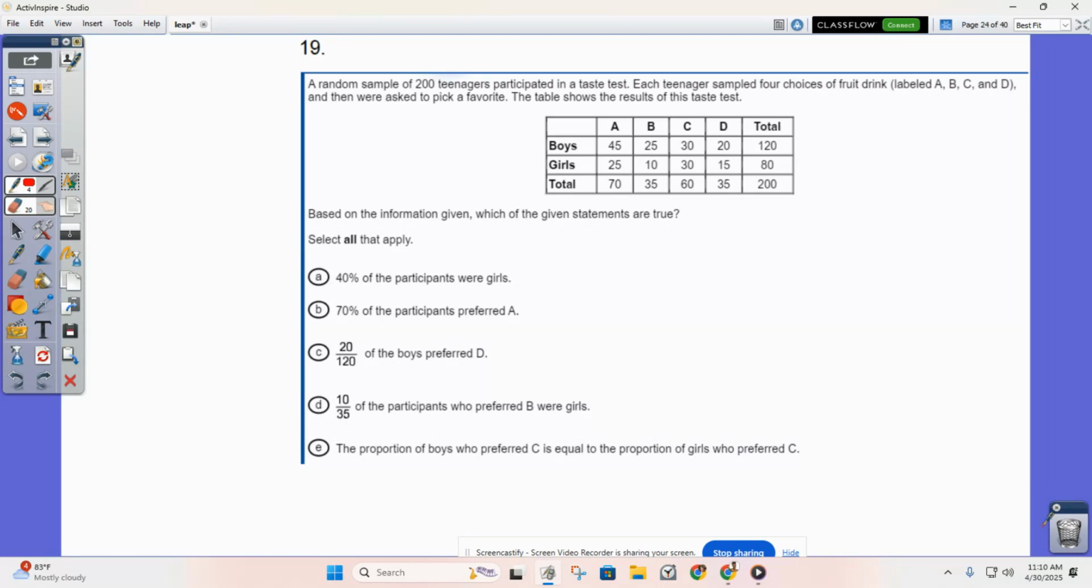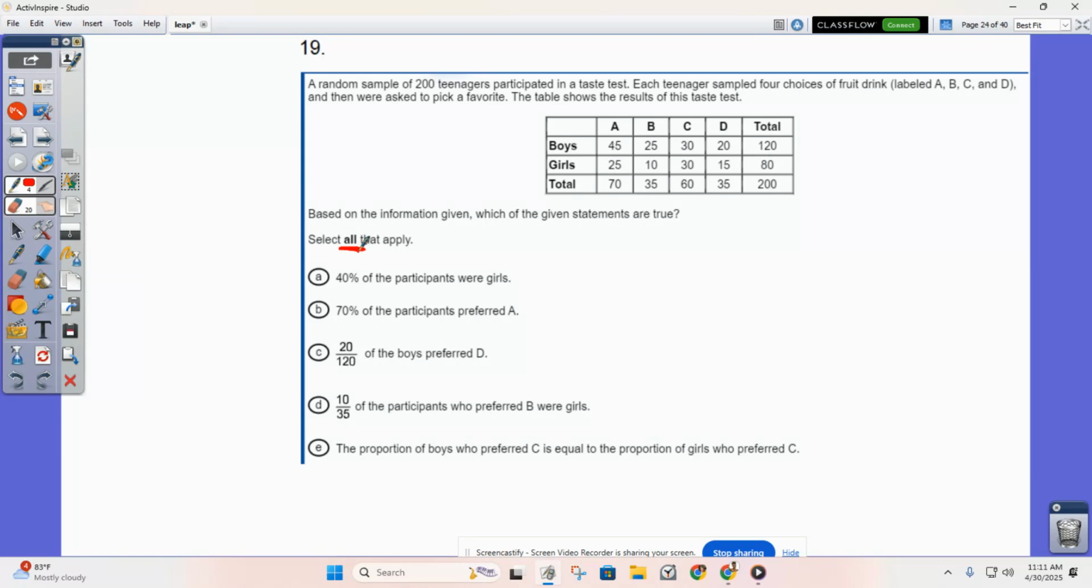Each teenager sampled 4 different types of drinks, and they labeled them A, B, C, and D, and were asked to pick their favorite. The table shows the results. So make sure that you're just aware of what this table is saying. They separated how many boys liked each one, and the total number of boys, how many girls like each one, and the total number of girls. They put the total number that liked A, the total number that liked B, C, D, and our total number of students was 200. Okay? It says, based on the information, which statements are true, select all that apply, means we try every answer.